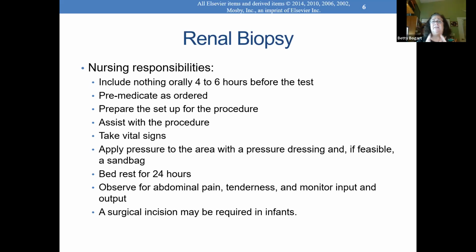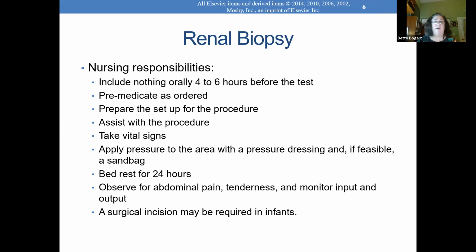And then after it is done, it's very important for the child to have pressure, a pressure dressing on that area. Very, very similar to post-op cardiac cath, but it's nothing to do with moving legs, okay? So we're going to keep pressure on the dressing. We're going to look for leaking urine, even leaking blood out of that area. Bed rest, 24 hours. And because we've gone into the kidney and could be leaking urine inside the abdomen, we're going to be checking the abdomen, making sure that it's not tender or swollen.